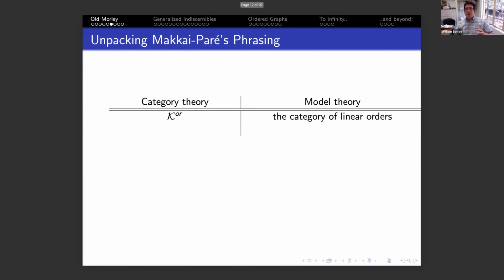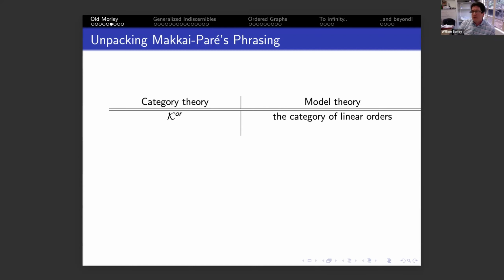So we're going to start with, maybe this is not category theory and model theory, maybe this is more notation. I just wanted to shove it into this table. So the class of linear orders, we're going to denote K_or, which stands for order. And your morphisms here are order preserving injections.